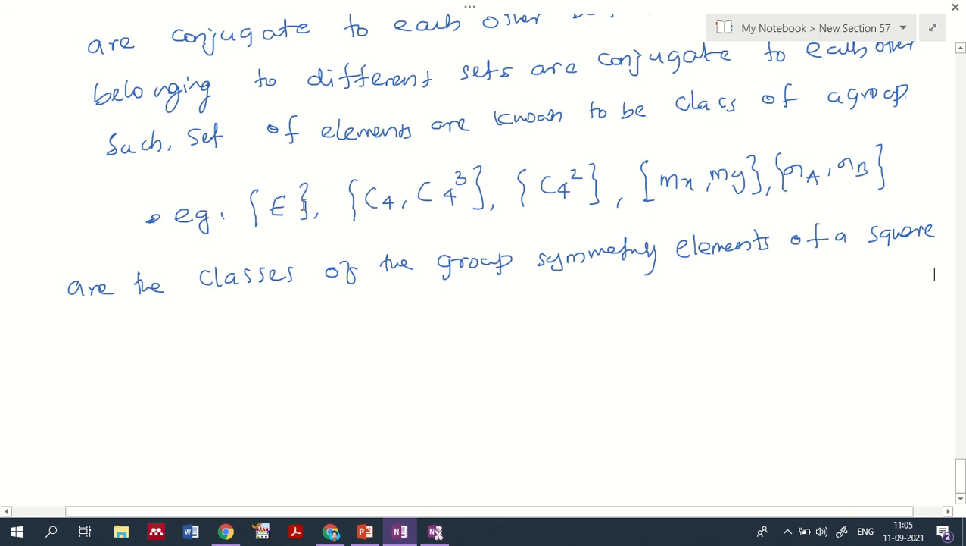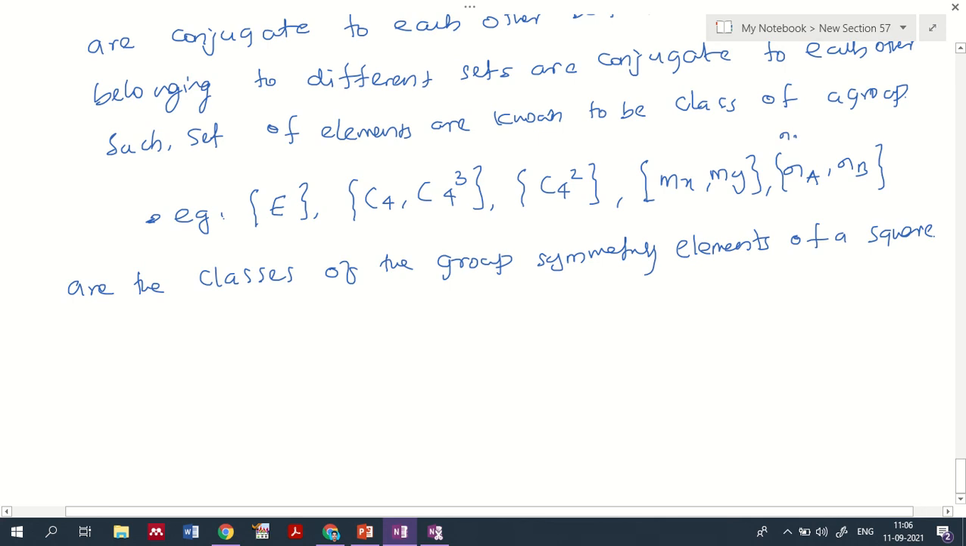It is a collection of different conjugate elements of a particular group, so a class means a set of conjugate elements of that particular group. The conjugate of E is E itself, C4's conjugate is C4 cubed, and C4 squared's conjugate is C4 squared. The conjugate of sigma X is sigma Y, and sigma A's conjugate is sigma B, as notated here.